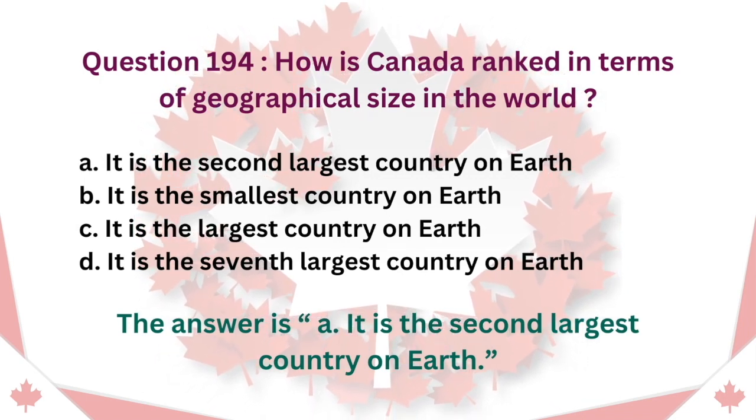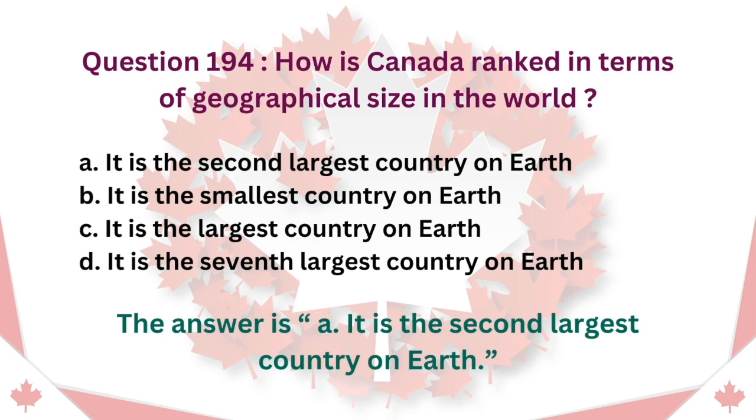Question 194. How is Canada ranked in terms of geographical size in the world? A. It is the second largest country on Earth. B. It is the smallest country on Earth. C. It is the largest country on Earth. D. It is the seventh largest country on Earth. The answer is A. It is the second largest country on Earth.